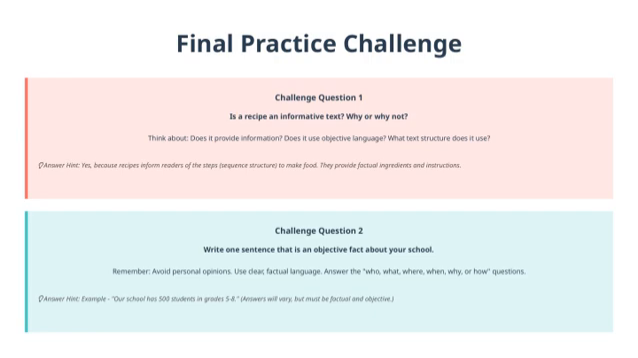Now for challenge question 2. I want you to write one sentence that states an objective fact about your school. It's important to avoid personal opinions here. Focus on clear, factual language and answer questions like who, what, where, when, why, or how. For example, you could say, our school has 500 students in grades 5 through 8. Remember, your answer should be specific, objective, and based on facts. This exercise helps us practice sharing information in a straightforward, unbiased way.